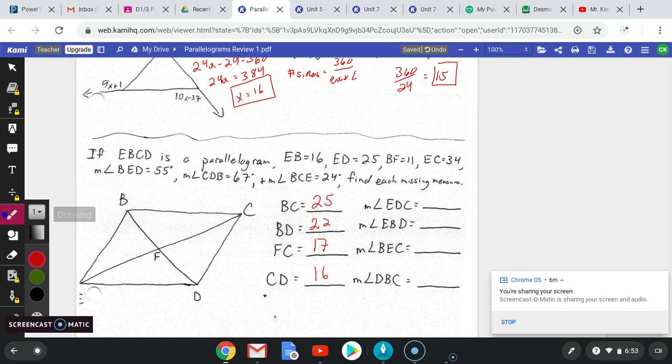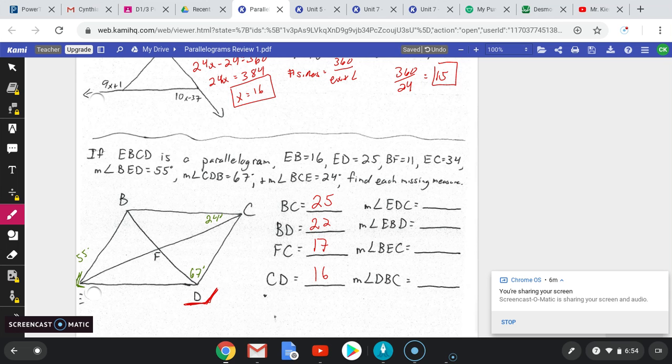Now let's look at the angles. I'll put the given ones in green. BED, this whole corner right here, is 55 degrees. CDB, which is this part right here, is 67 degrees. And BCE is 24 degrees. Then I want you to find the missing information. The first one is EDC. If I trace this out, EDC is this whole entire corner right here.